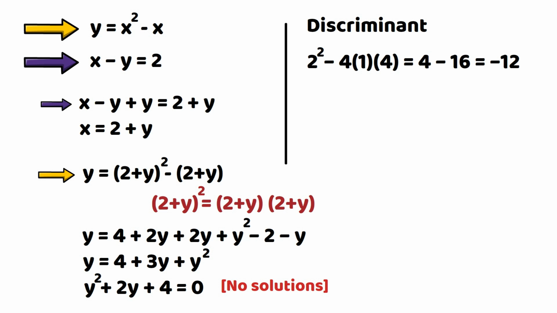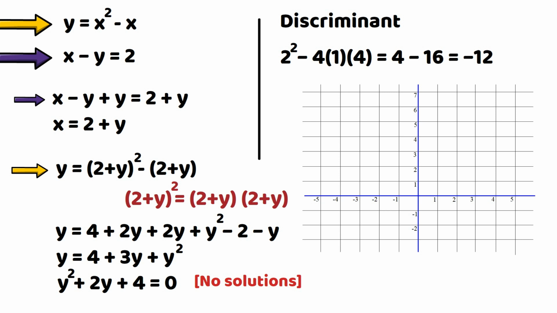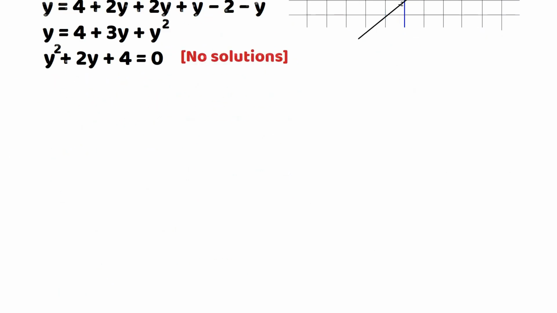Therefore, there are no numbers for x and y that satisfy the equations y equals x squared minus x and x minus y equals 2. If we graph the parabola and the line, we'll see that in fact they never intersect. There are no solutions to this system of equations. There are many different variations on this theme.